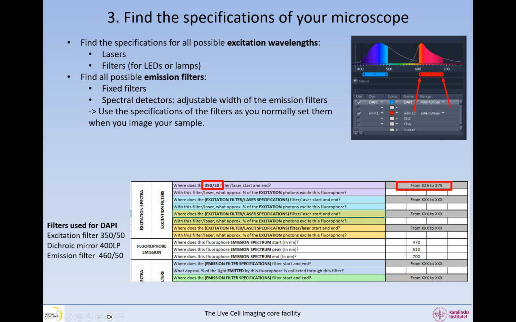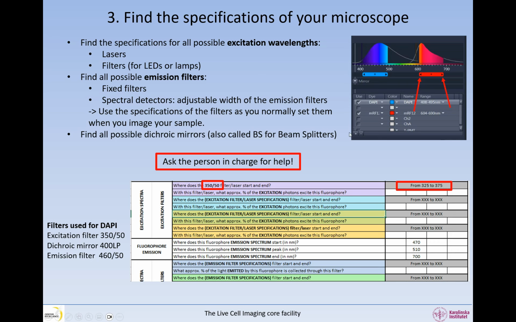So write down in the form the specifications of the filters as you normally set them when you image your sample. And then you need to find also all the possible dichroic mirrors. Sometimes the dichroic mirrors are abbreviated BS for beam splitter, but it's the same thing. Ask the person in charge for help. So pause the video now, fill in the spreadsheet as above, and then start the video again.